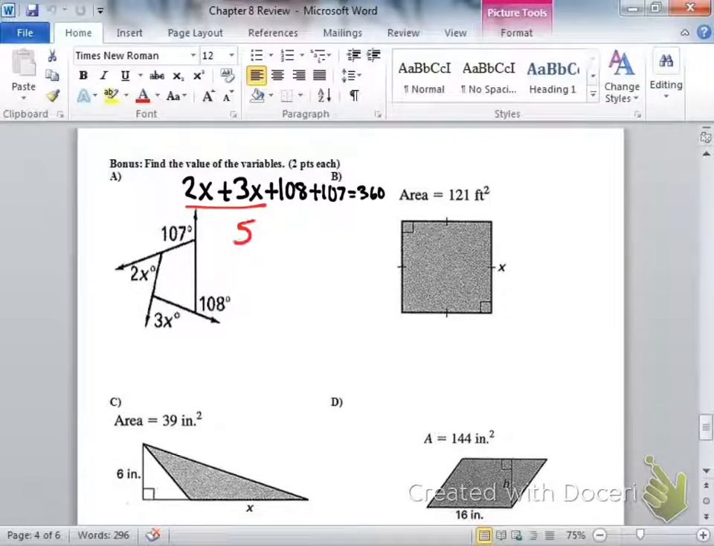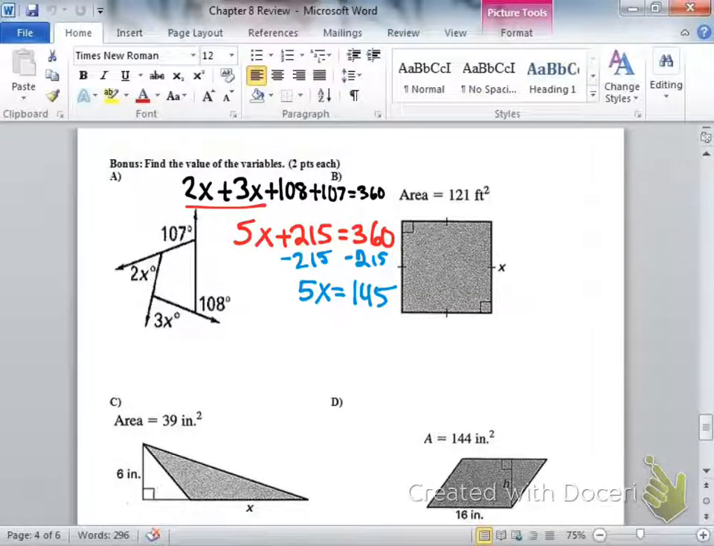2x and 3x is 5x. 108 plus 107 is 215. We're going to undo adding 215 first by subtracting 215 from both sides. That gives me 5x equals 145. And then you can divide both sides by 5, and you get that x equals 29.